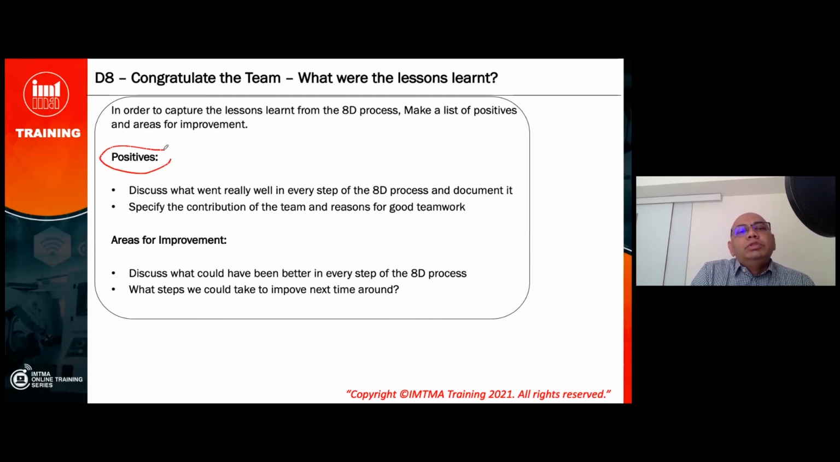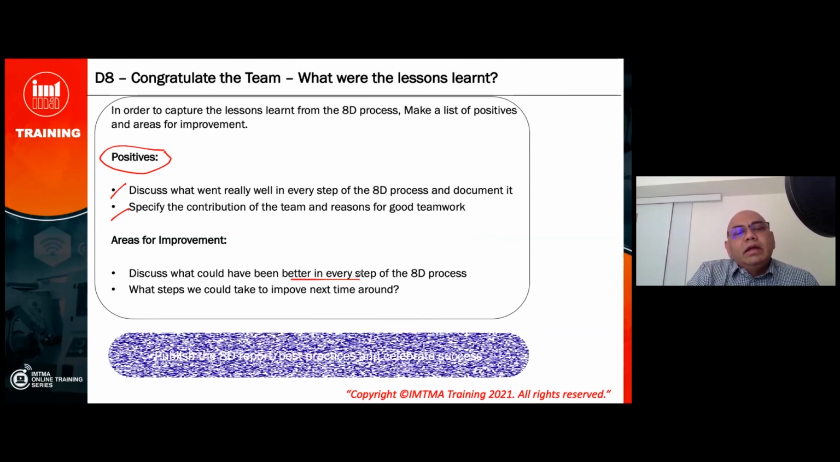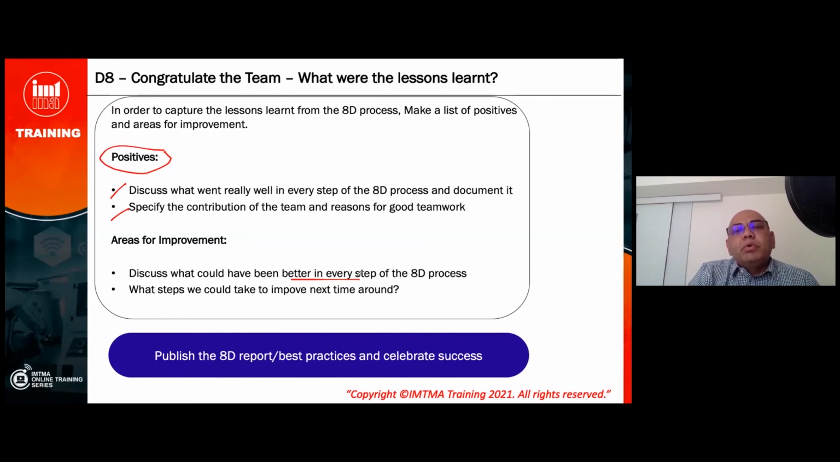So you capture your lessons learned, as they say in the US. Discuss what went well in every step of the process, and mention those who have contributed as a team for this good teamwork, and document it. Then the areas for improvement: discuss what could have been done better in every step of the 8D process. So you discuss D0, D1, D2, D3, D4, D5, what went well, what can improve. And publish the best practice report and celebrate success.